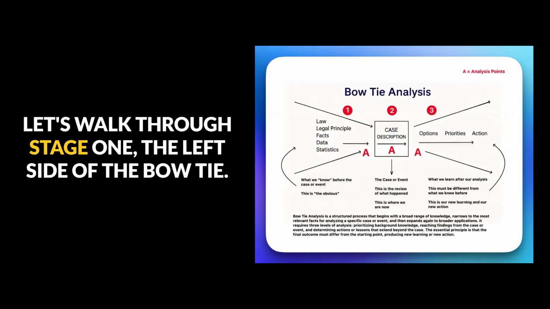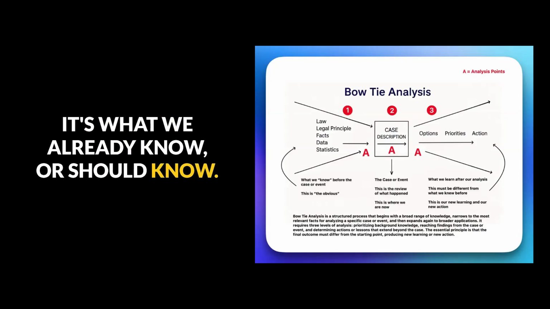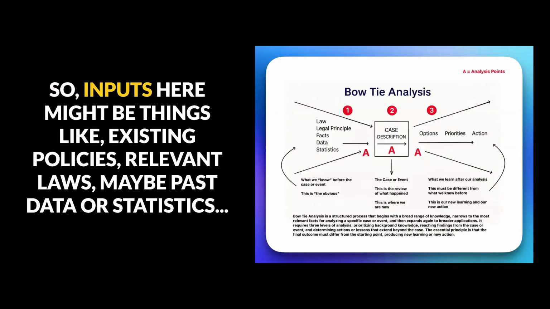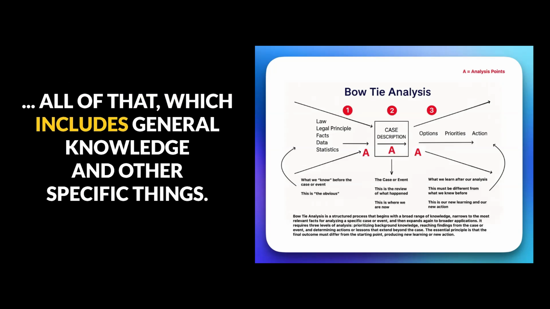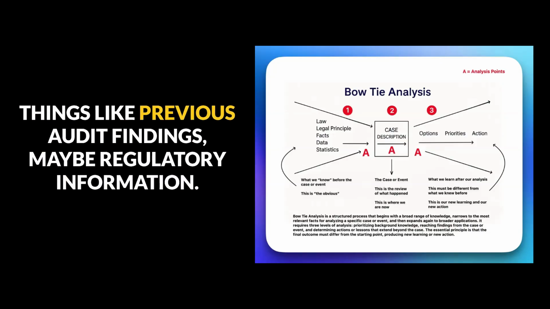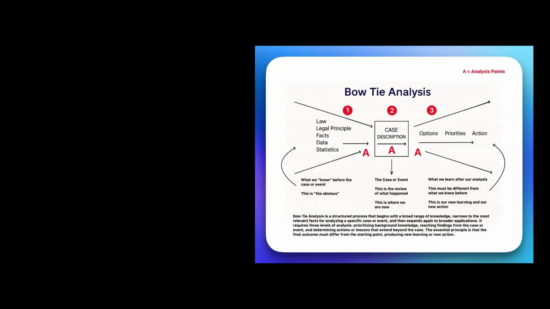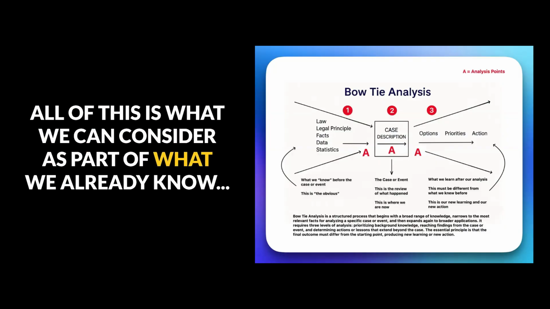Okay, let's walk through stage 1, the left side of the bow tie. That's the background setting, the context. It's what we already know or should know. Yes. Inputs here might be things like existing policies, relevant laws, maybe past data or statistics, all of that, which includes general knowledge and other specific things. Though we list out some examples here, almost anything can be gathered. Things like previous audit findings, maybe regulatory information, experiences, observations about actions and behaviors. All of this is what we can consider as part of what we already know.